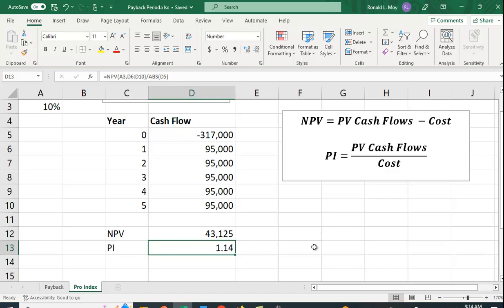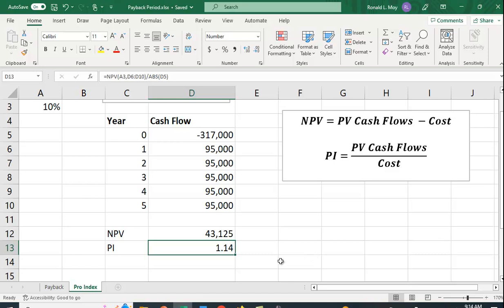So basically, this is saying that when you do this project, you're adding $43,125 of value to the company, or the profitability index says that for every dollar you spend on the project, you're earning an additional 14 cents.